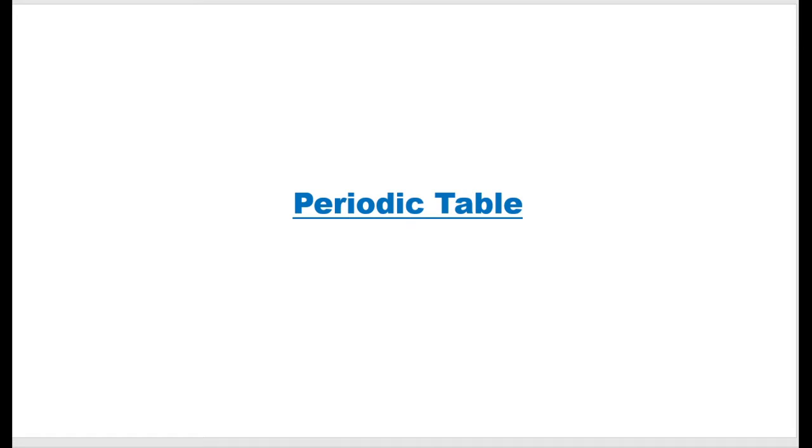Let us continue from where we left off. In my previous video I discussed the different properties of an element. We have already discussed two properties. The first was atomic size. What is it? It is the distance of the outermost electron from the nucleus, and its variation across the period and down the group.